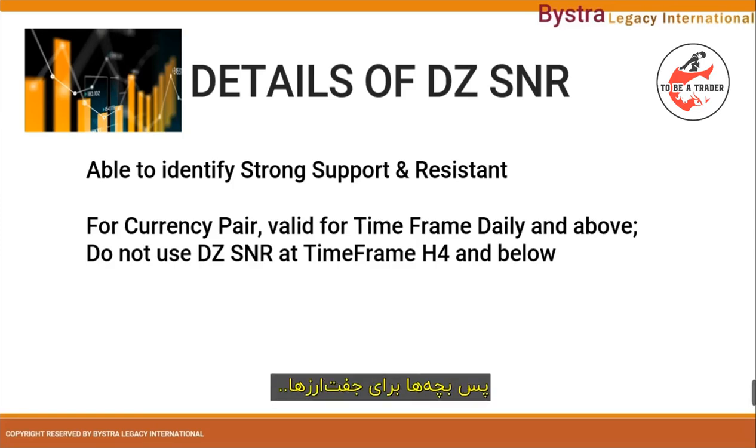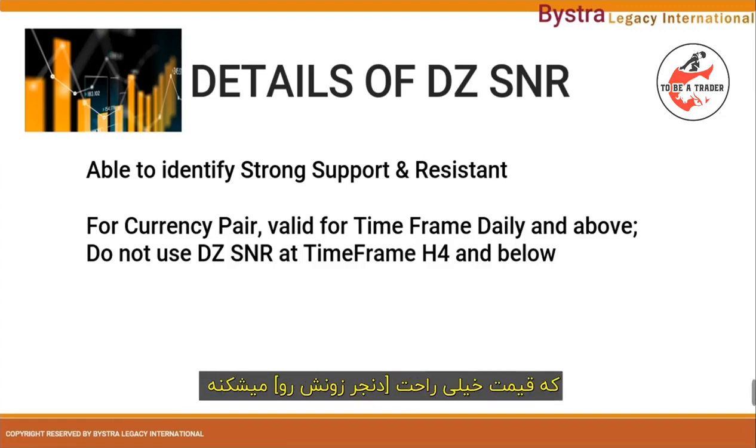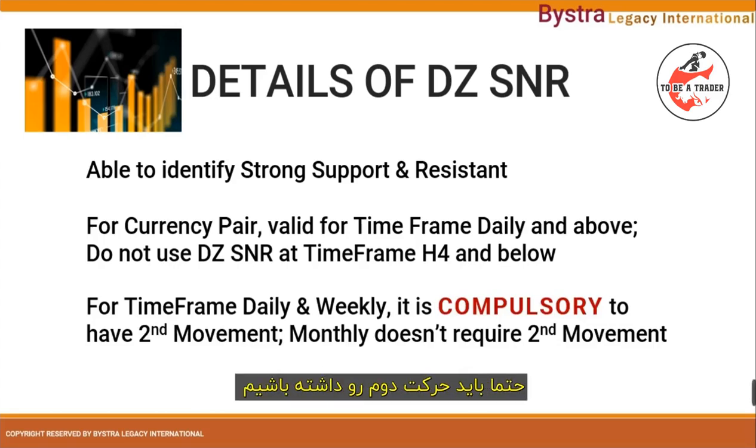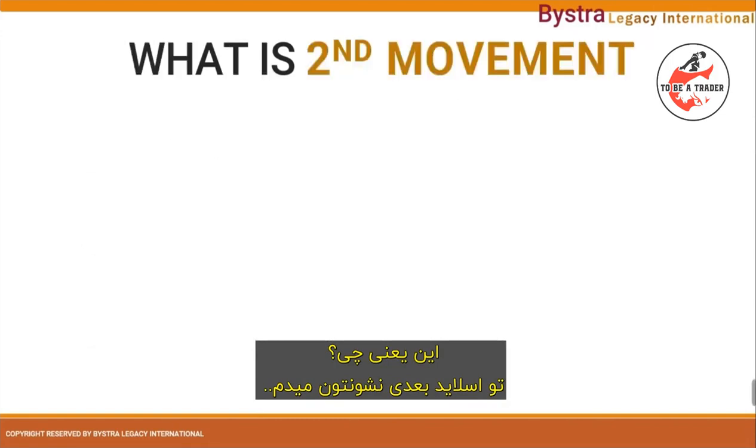So guys, for currency pairs, for any normal pairs, do not use it at the time frame of H4 and below. Price will just break out very easily. Now, for time frame daily and weekly, it is compulsory to have the second movement, whereas the monthly time frame doesn't require the second movement. What is that? I will show you in the next slide.